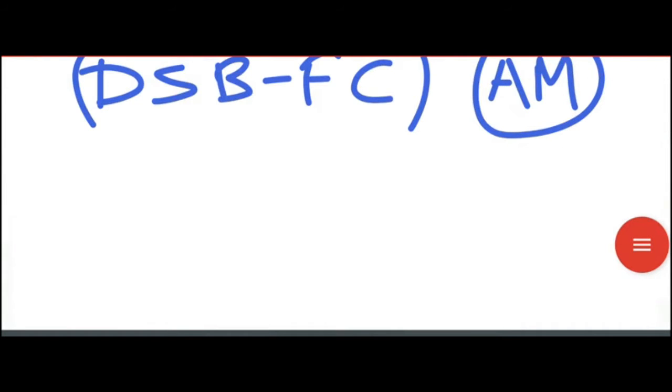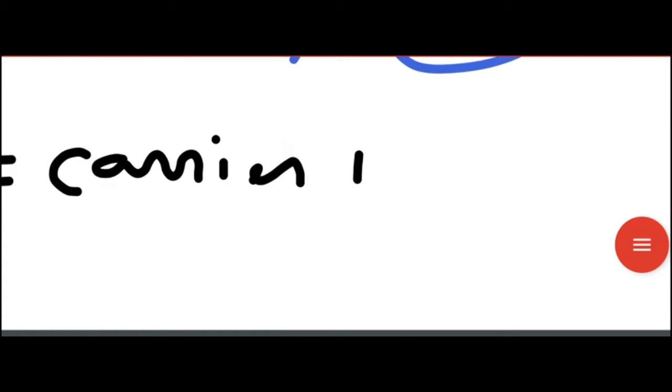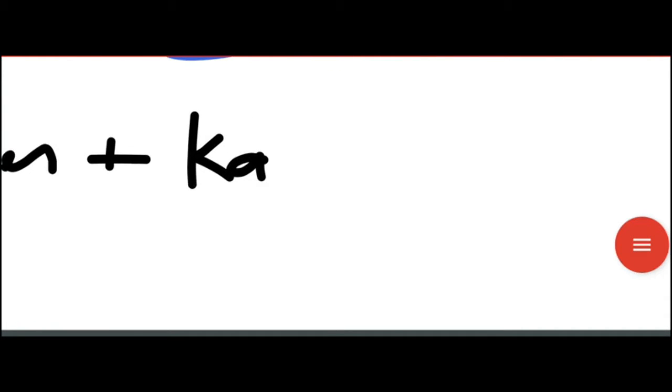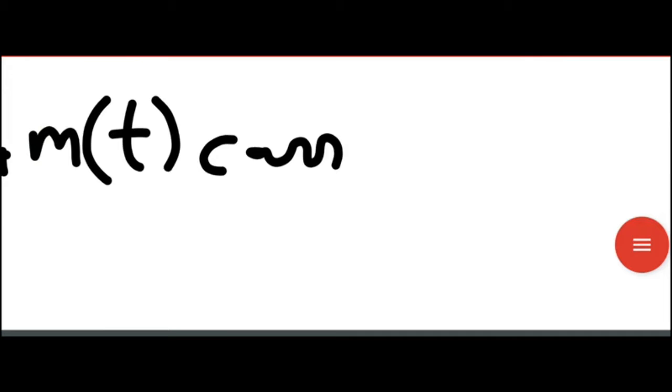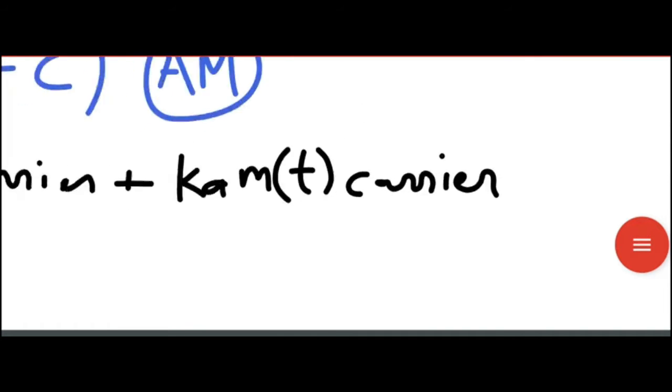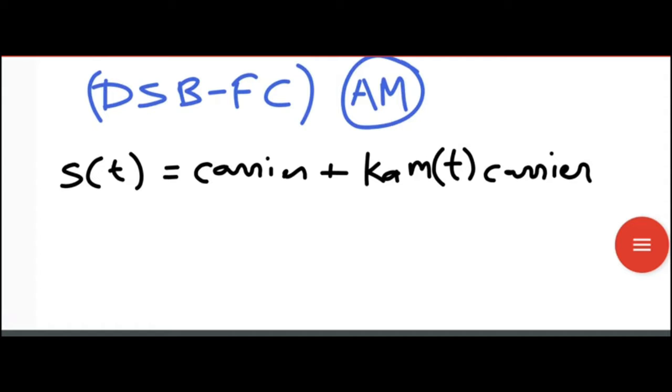The time domain equation for the DSBFC is S of T equal to carrier plus KA MT into carrier. So this is the time domain equation for the DSB with full carrier.